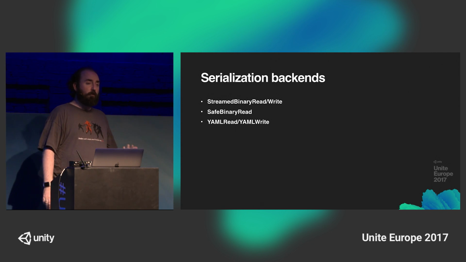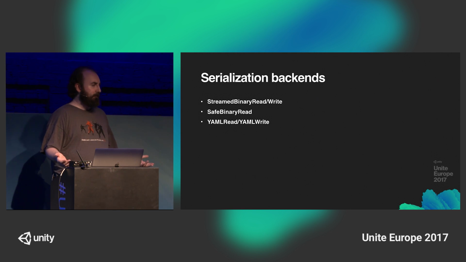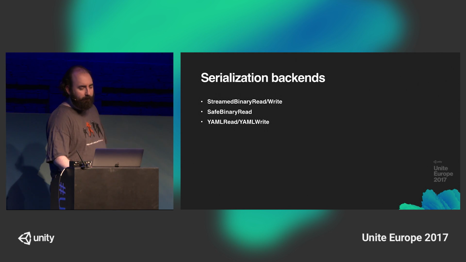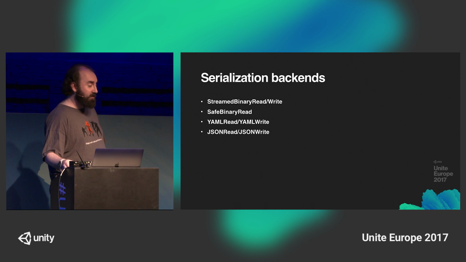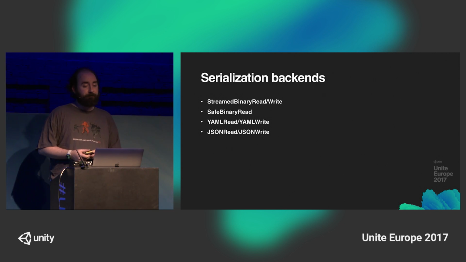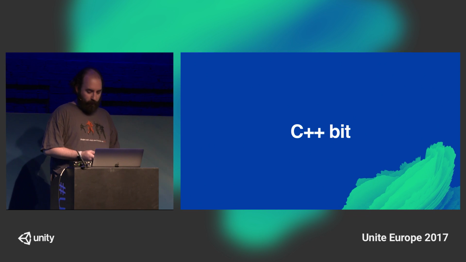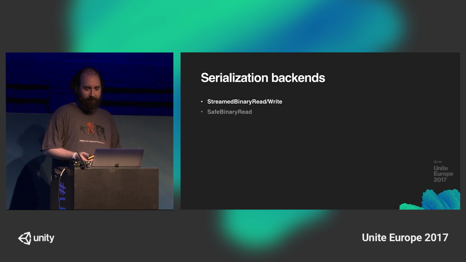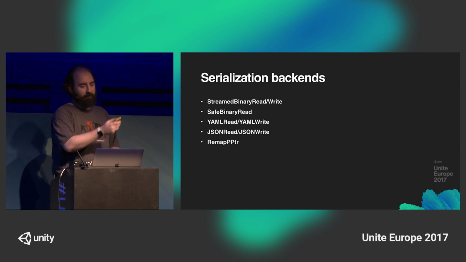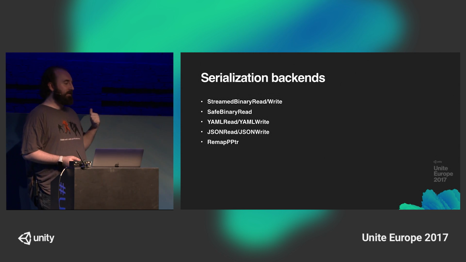We have YAML read and YAML write. Fairly obviously, they're going to read and write YAML. We have JSON read and JSON write, as you've just seen. And then we've got a few more. Wait, oh, that's backwards. Oops. Yes, there we go. We have remap pointer transfer.